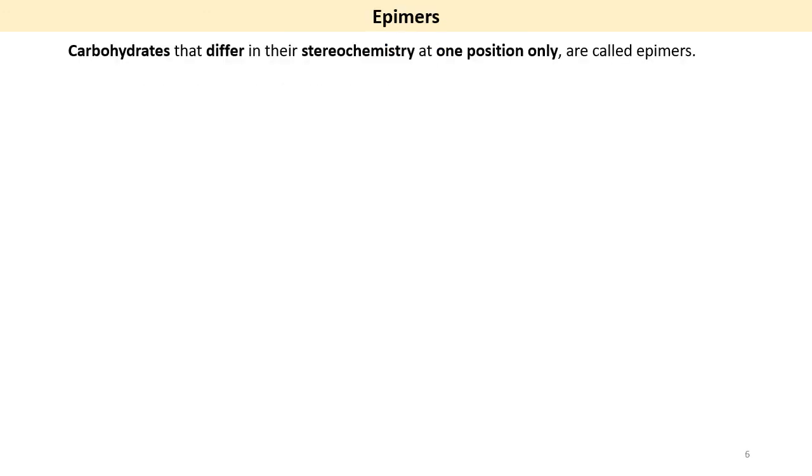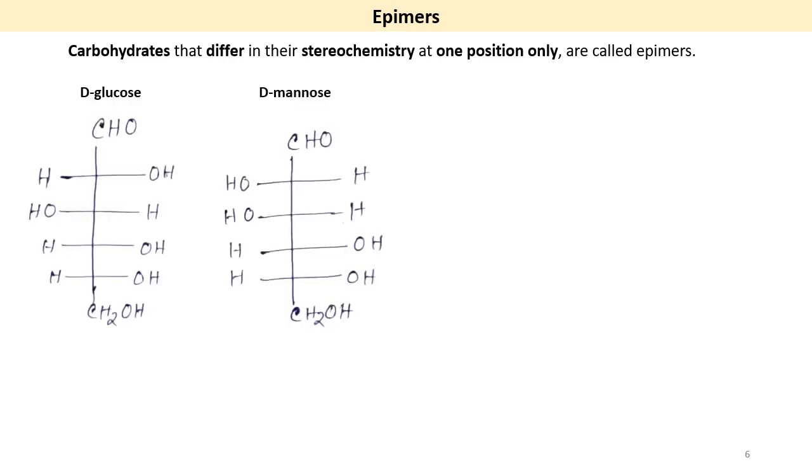Now, what are epimers? Now we know about anomers and mutarotation, which are two important things. So what are epimers then? Carbohydrates that differ in their stereochemistry at one position only are called epimers. So the rest of the things should be the same. They should have the same structural formula, the same stereochemistry at all other positions or all other carbon atoms, the same substituents, but the stereochemistry will be different at only one position.